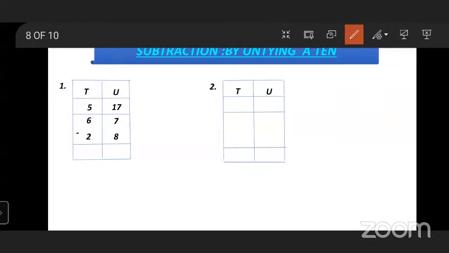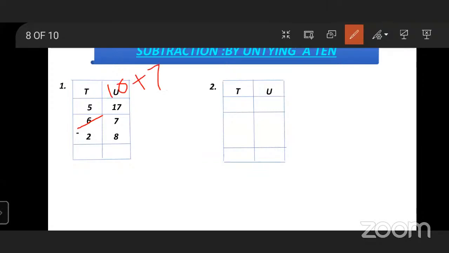So here, what we have to do is borrow. It means out of this 6, we give 10 to the units. Here we'll have 10, that is 10 plus this 7, so that will be 17.